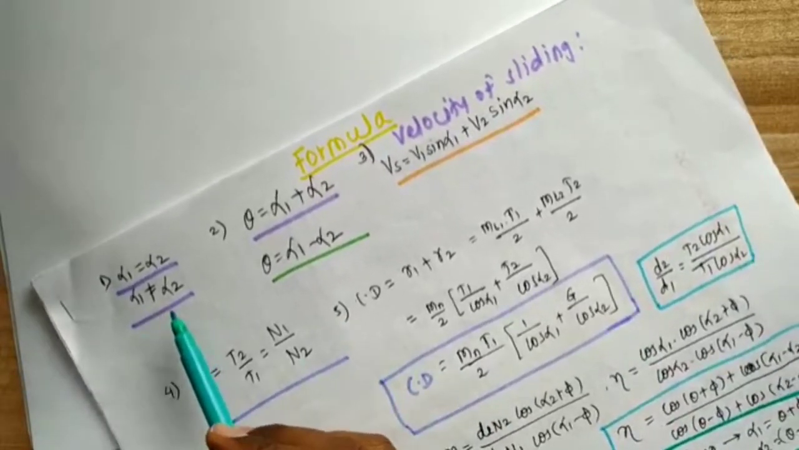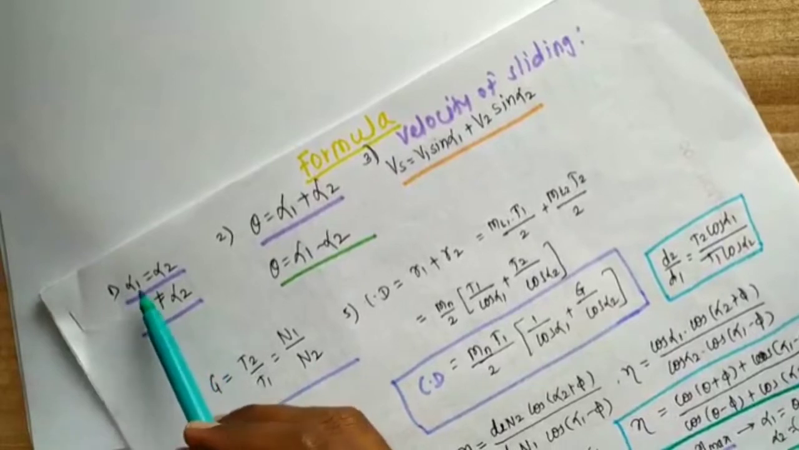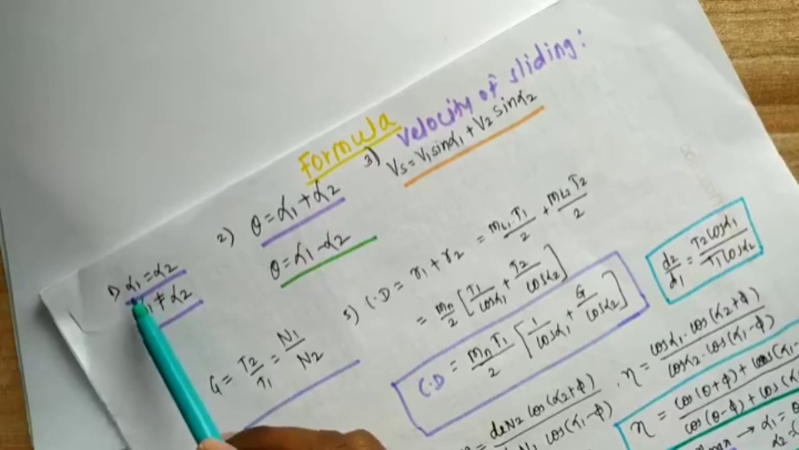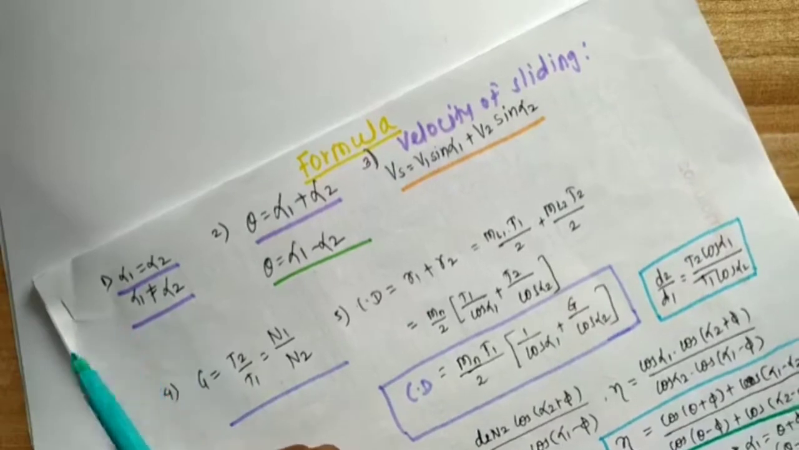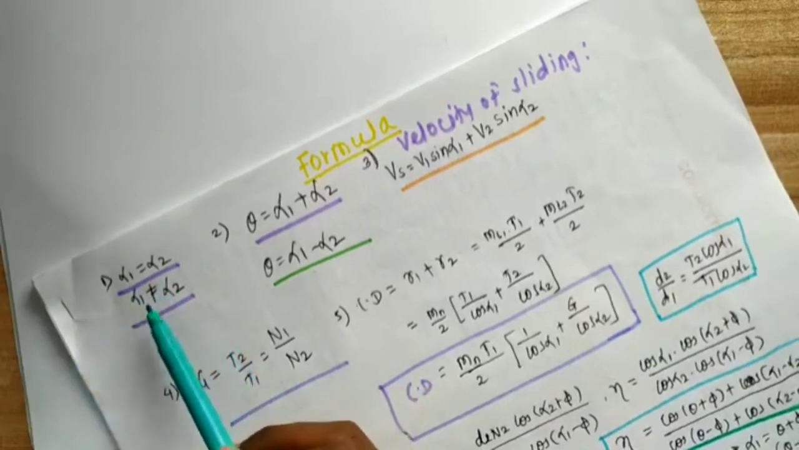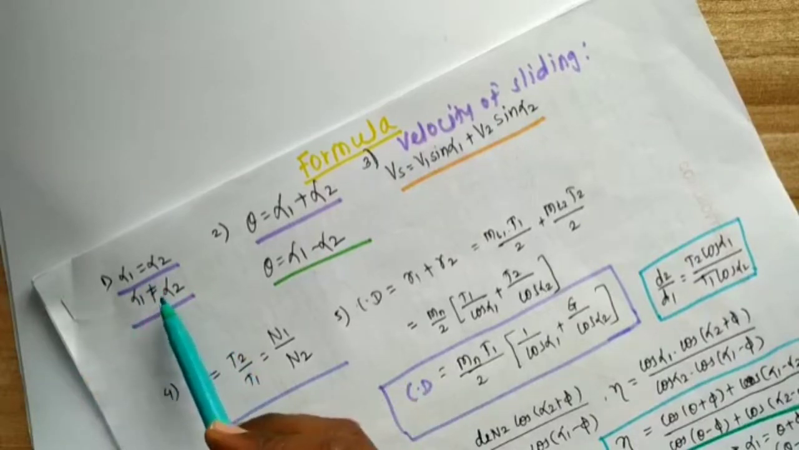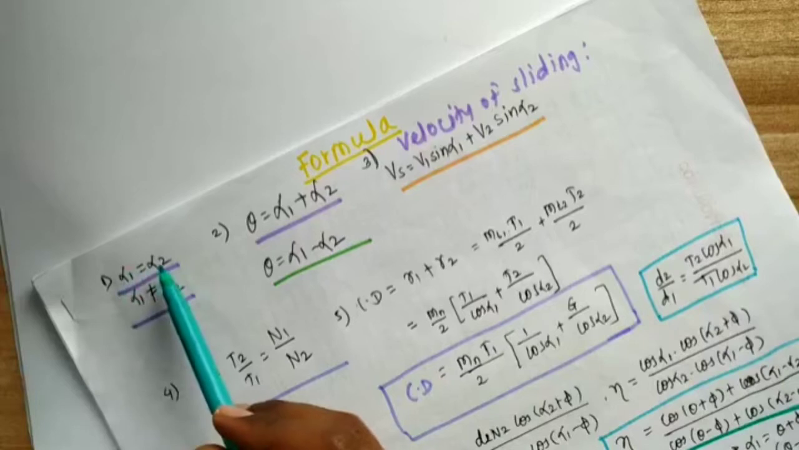First formula that we are going to use is relations between spiral gears. So we know that in case of spiral gear, either alpha 1 is equal to alpha 2 or alpha 1 is not equal to alpha 2, because it is possible in spiral gear that the two gears may have the same helix or a different helix. So if it is equal, then alpha 1 is equal to alpha 2, and if not the same, then alpha 1 is not equal to alpha 2.